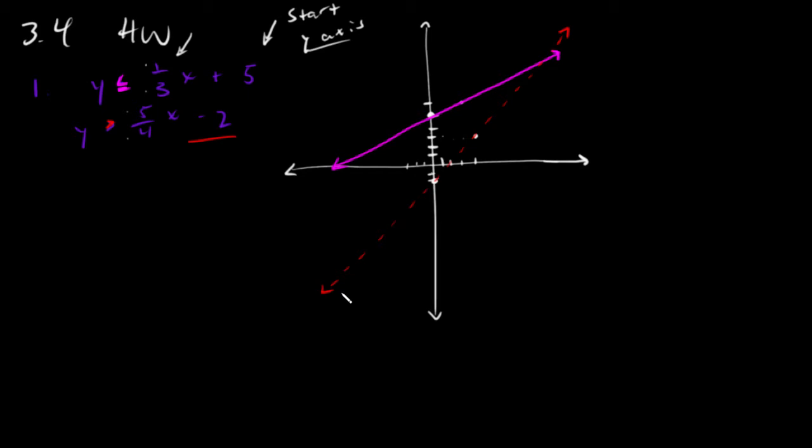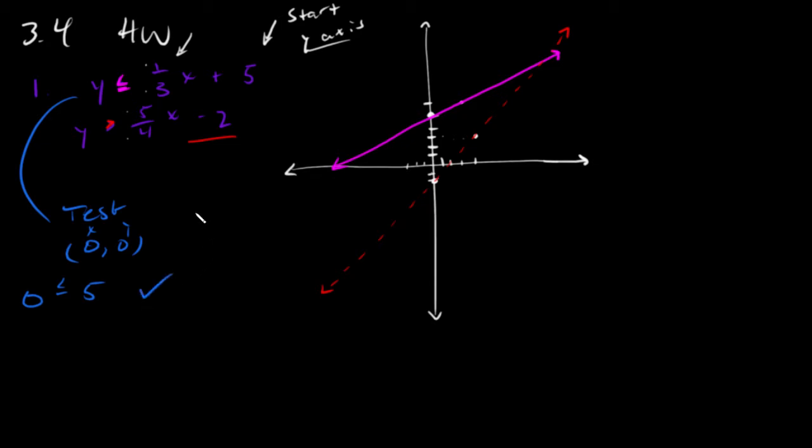And then you shade. So here's how you decide how to shade. First things first, start testing points. Test 0, 0, because if your line doesn't go through 0, 0, it's the best point to test. You plug in 0 for x and 0 for y into this problem and see if it's a true statement. So is 0 less than or equal to 0 plus 5? So, is 0 less than or equal to 5? The answer to that question is yes.